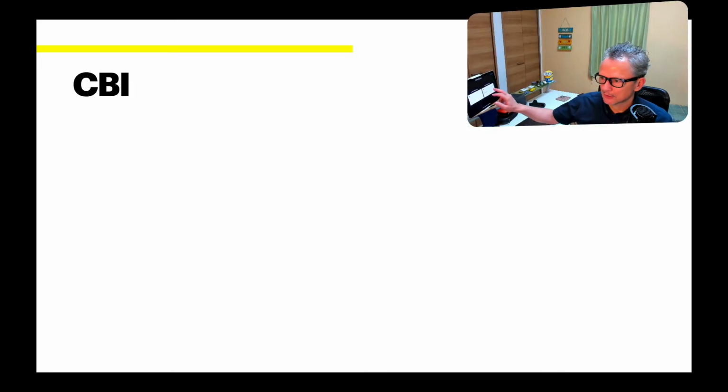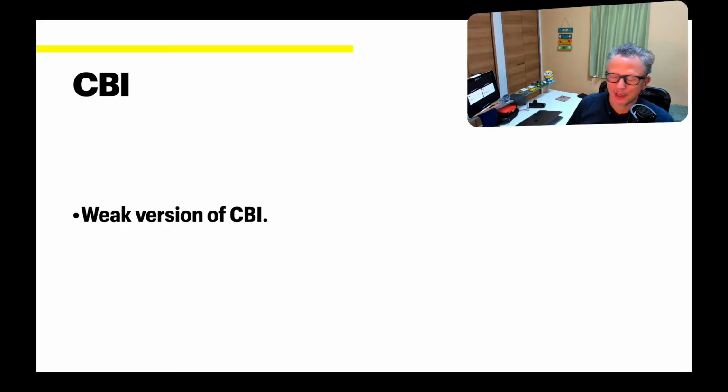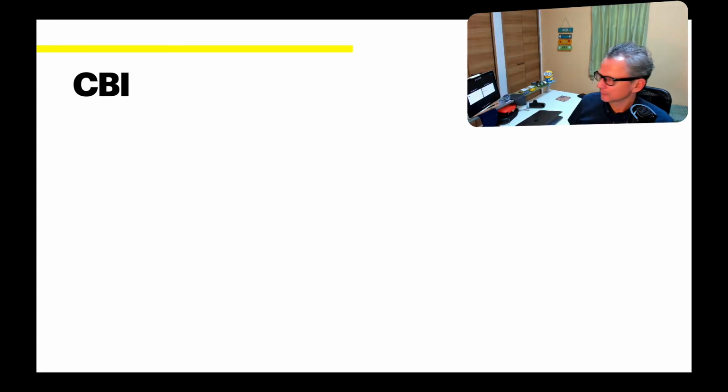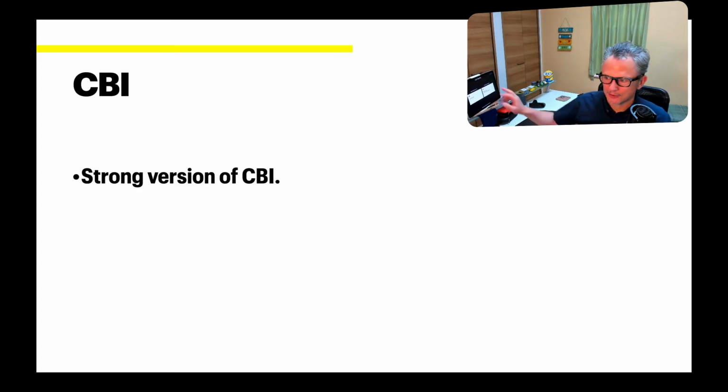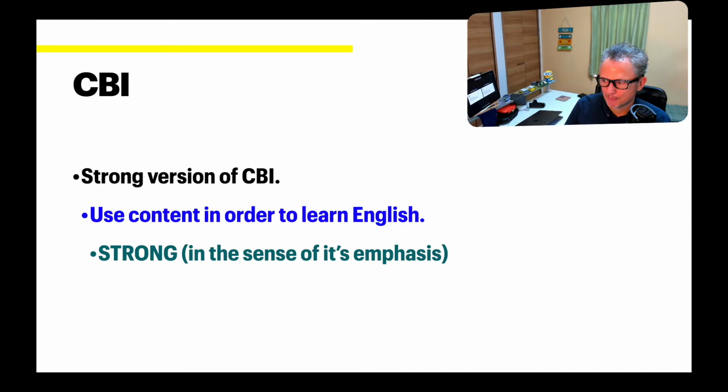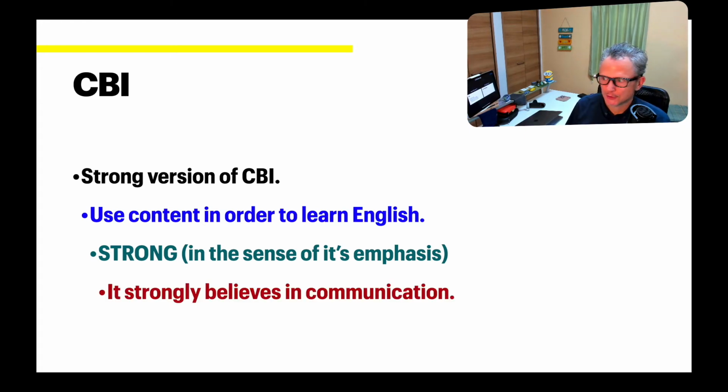So getting started, right? We'll talk about the weak version of content-based language instruction. And that is that you learn English in order to use content. So you learn English so you can understand content. The strong version of content-based instruction is you use content in order to learn English. So it's strong in the sense of its emphasis, that it strongly believes in communication.